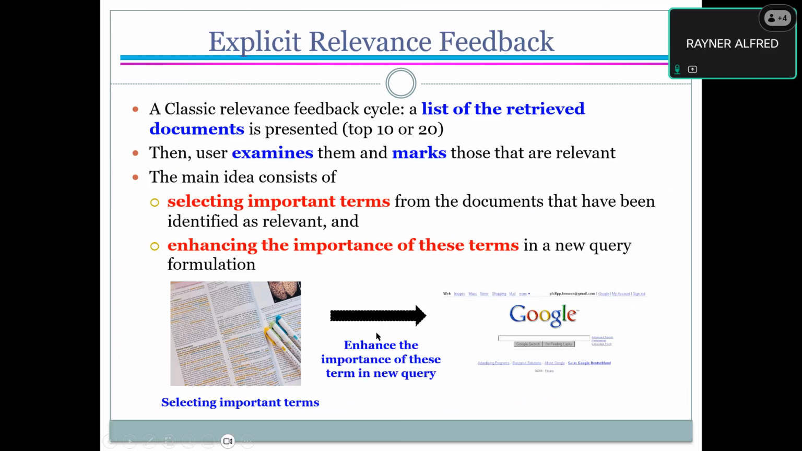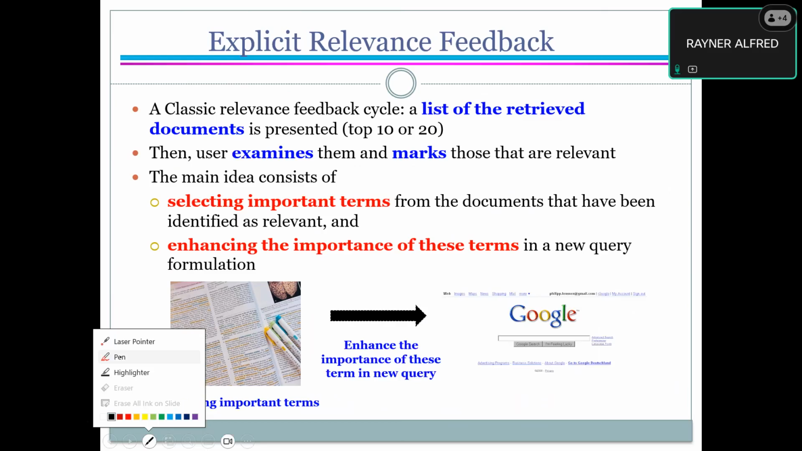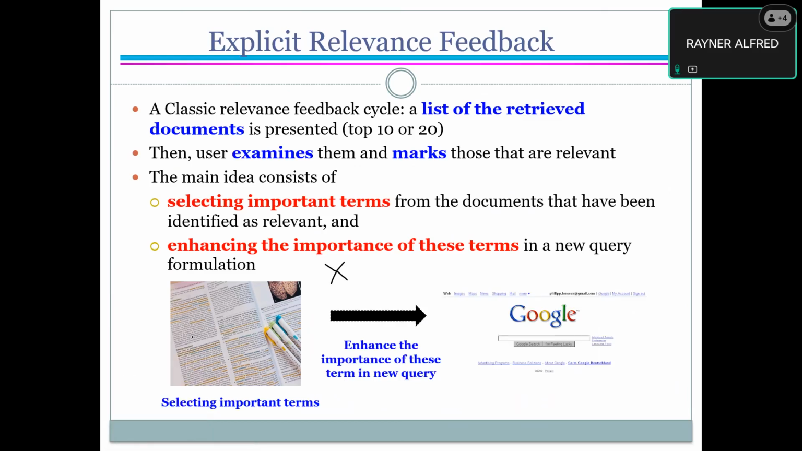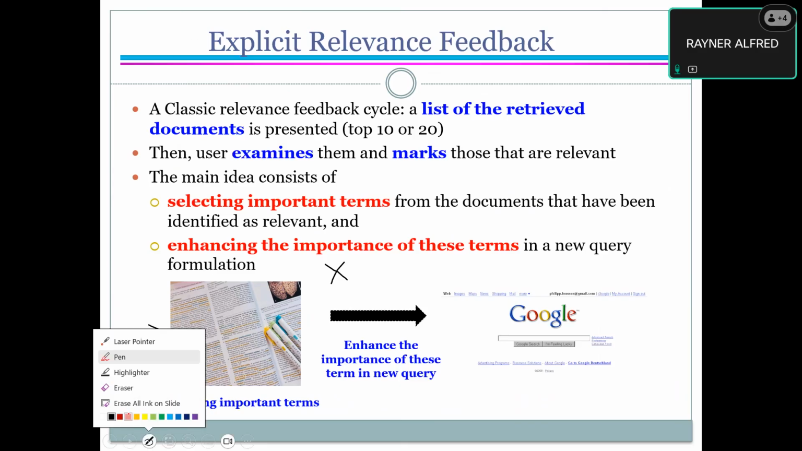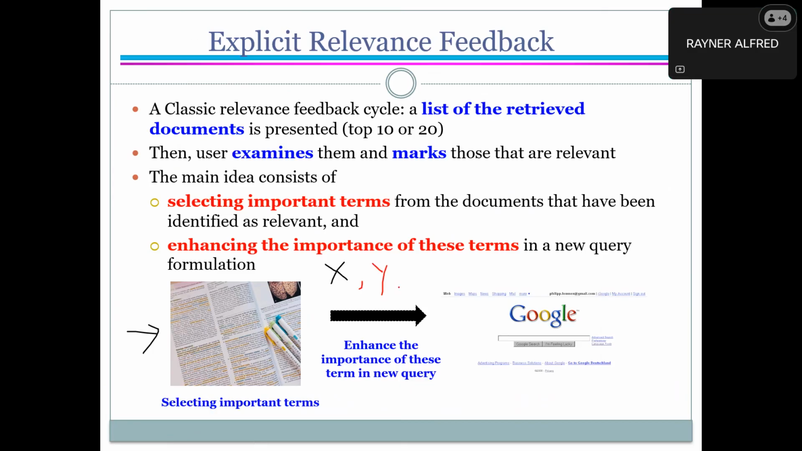So we make these important terms as terms that can be used to extract this document. So for example, if we type in X, then we have this document. So beside X, we also can use Y and Z, because this is extracted from this document. Okay. So this is explicit relevant feedback.